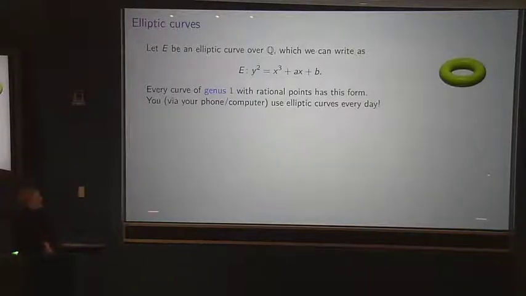Well, the reason is that elliptic curves are in many different senses the first interesting example. They're the first interesting example of curves. They're the first interesting example of abelian varieties. They're the first interesting example of many things that mathematicians are interested in.